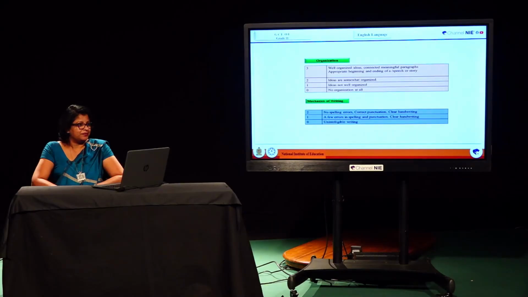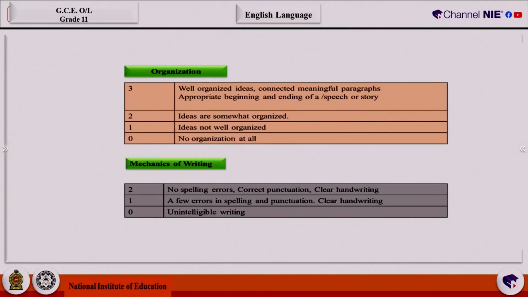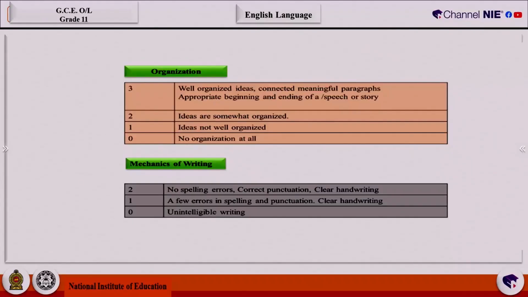Organization. Well organized ideas with connected, meaningful paragraphs. And if you are writing a speech or a story, there should be very appropriate beginning and ending. If you fulfill all these necessities, you will be given 3 marks. If ideas are somewhat organized but not good, you will be given 2 marks. If the ideas are not well organized, there is only 1 mark.